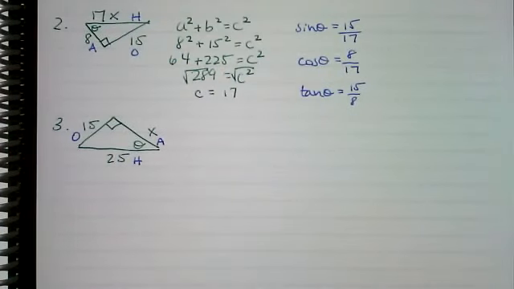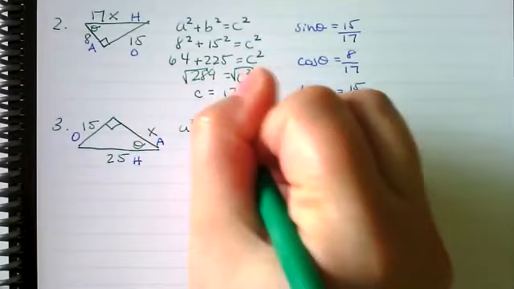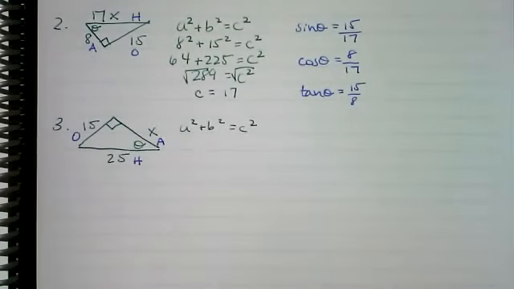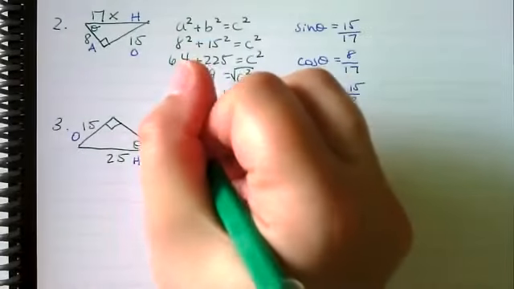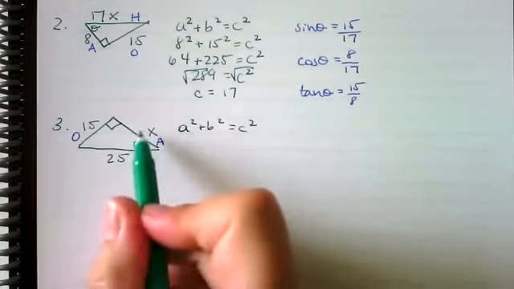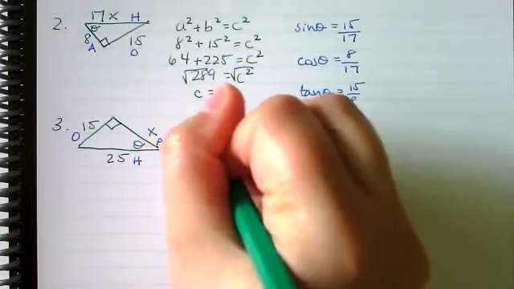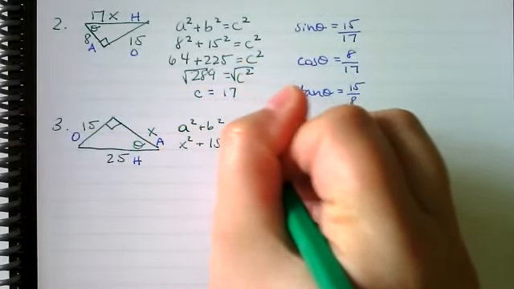So since I'm missing a side, again, I'm going to have to do Pythagorean theorem. So I've got a squared plus b squared equals c squared. So for this question, it's a little different than number 2 because we're not solving for the hypotenuse here. We're solving for one of the sides. So I'm going to say x squared plus 15 squared equals 25 squared.